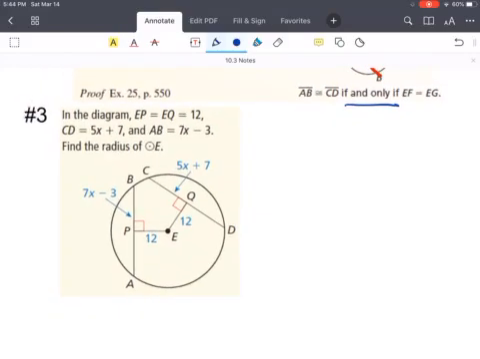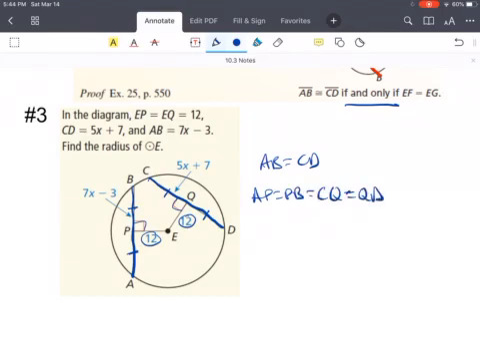So in number 3, we are given the fact that they are both 12, which means that CD and AB have to be congruent. Because they're also perpendicular, we know that all 4 of those pieces are going to be congruent. Therefore, not only is AB equal to CD, but AP is equal to PB, which is equal to CQ, which is equal to QD. So 5x plus 7 is going to be equal to 7x minus 3. And I get x equals 5.